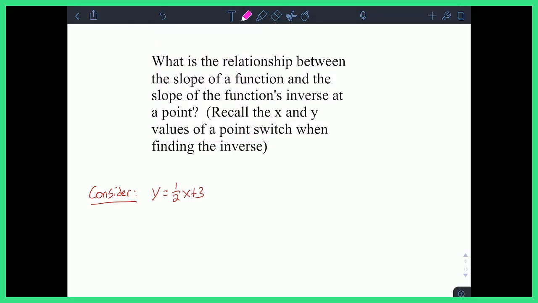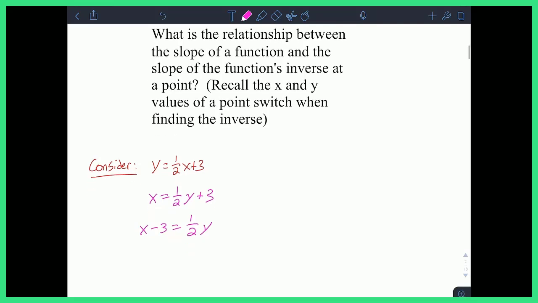So let's consider y equals 1/2 x plus 3. In order to calculate its inverse, you have to switch the x and the y. So this becomes x equals 1/2 y plus 3. And so if I isolate y, I'm going to minus 3 from both sides, so I'm getting x minus 3 equals 1/2 y. And then I just multiply by 2 throughout the problem, so I get that y is equal to 2x minus 6. So compare the slopes.